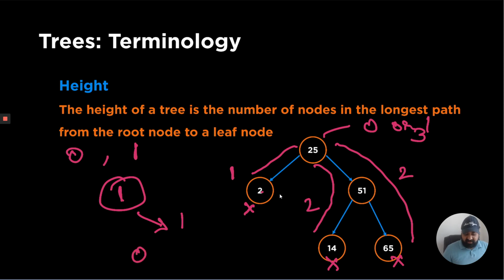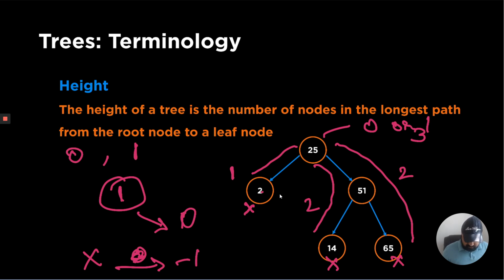Again, in some books they follow the convention that if there's just one node, then it is 0, and if there are no nodes, then it's -1. So you can use either convention in the exam. I won't be confusing you. I'll be stating that if there's just one node, consider it to begin with height 1, or if there's one node, consider it to begin with height 0, because different books follow different terminology and you can use either one of them.